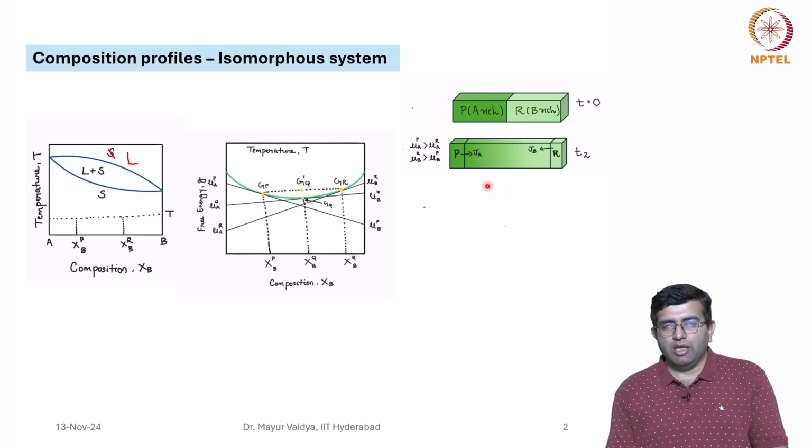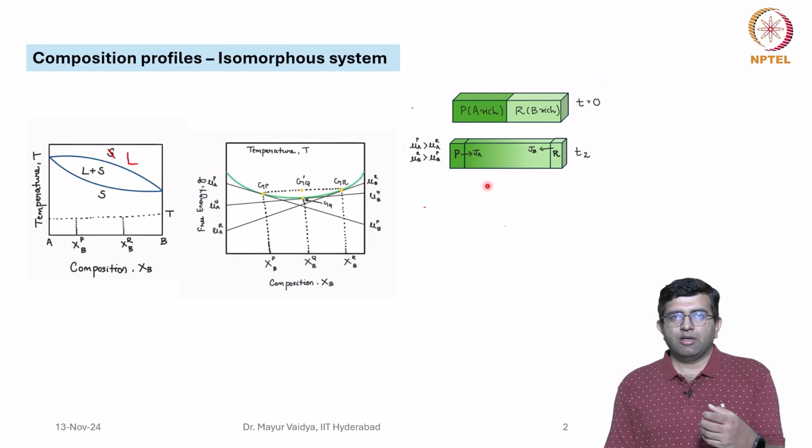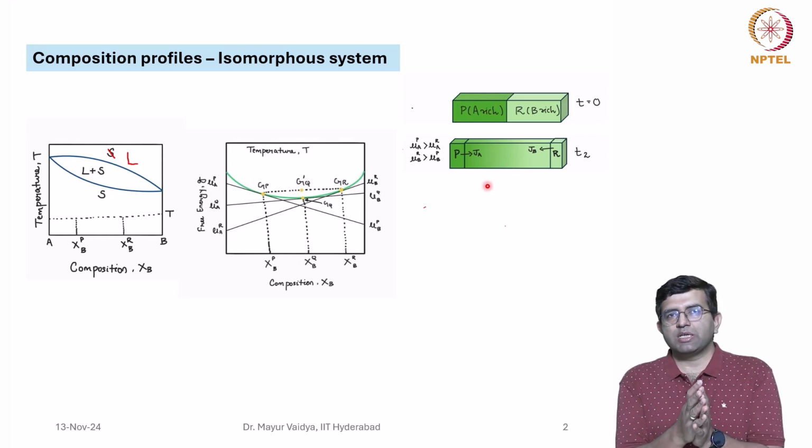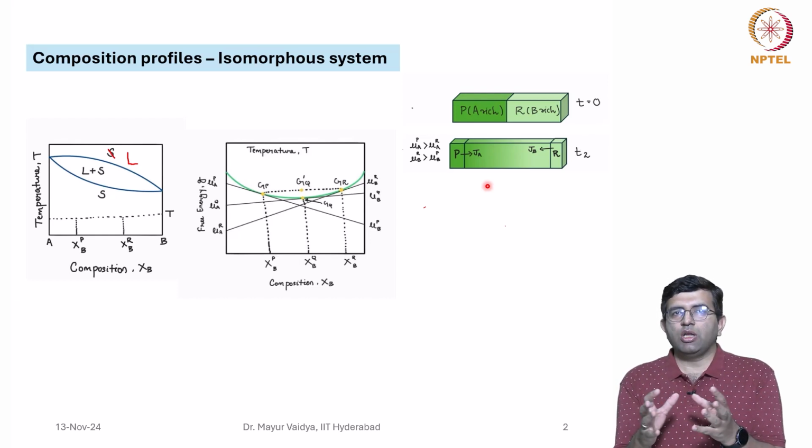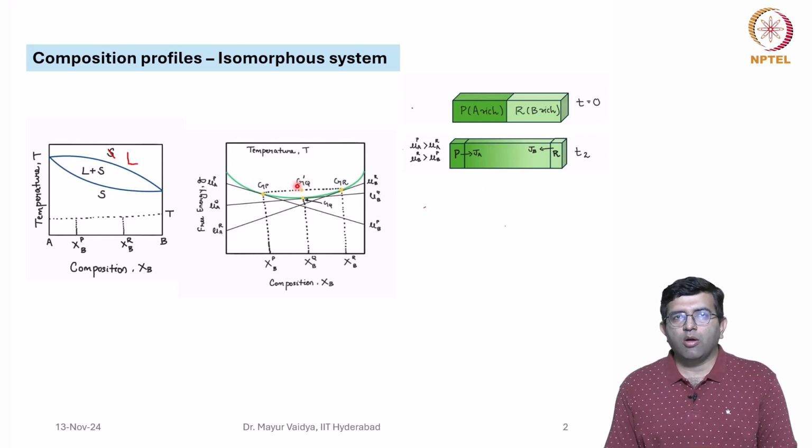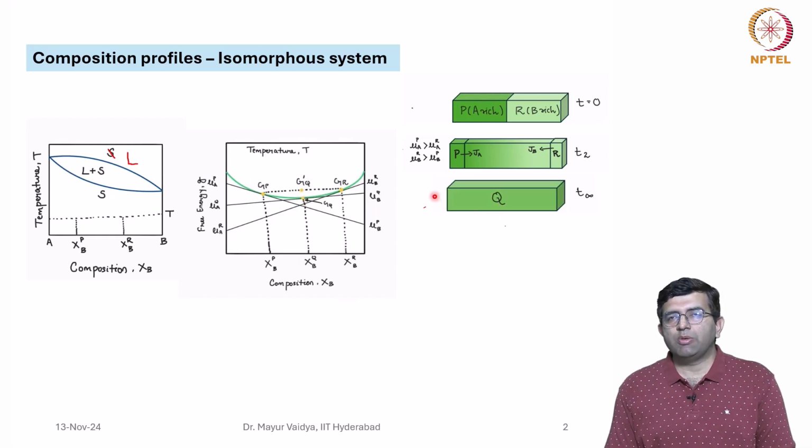And eventually, if we keep this process happening for an infinite amount of time, eventually what you will see is that the whole system will come to a composition which is given by this point, which is represented as XBQ, and the free energy of this is represented by this point. So, you can see that this will be the situation at t equal to infinity.